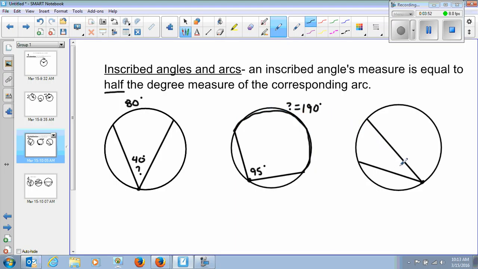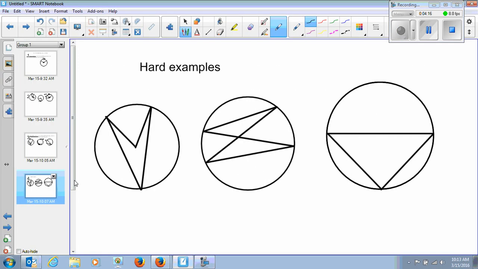Let's look at one more example. If let's say that this were 25 degrees, what would the measurement of that arc be? Well, the inscribed angle is half of the arc, so 25 times 2, the arc is going to be 50. Now, these were mostly easy case scenarios. Let's look at some harder case scenarios.